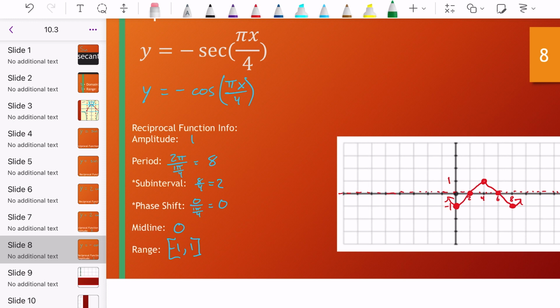Take a look at our midlines. That's going to occur at 2 and at 6. Our middle area is going to show a full parabola going upwards.